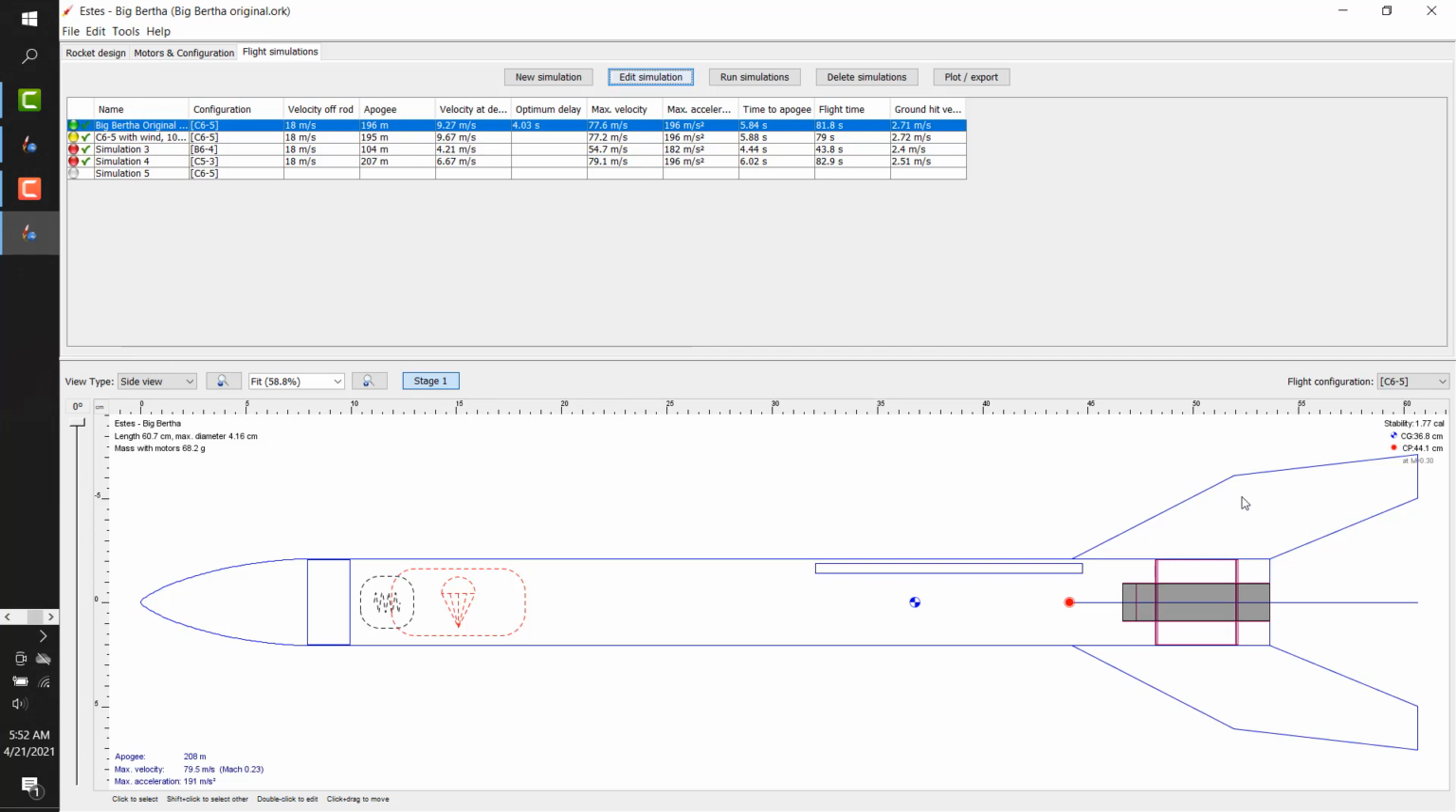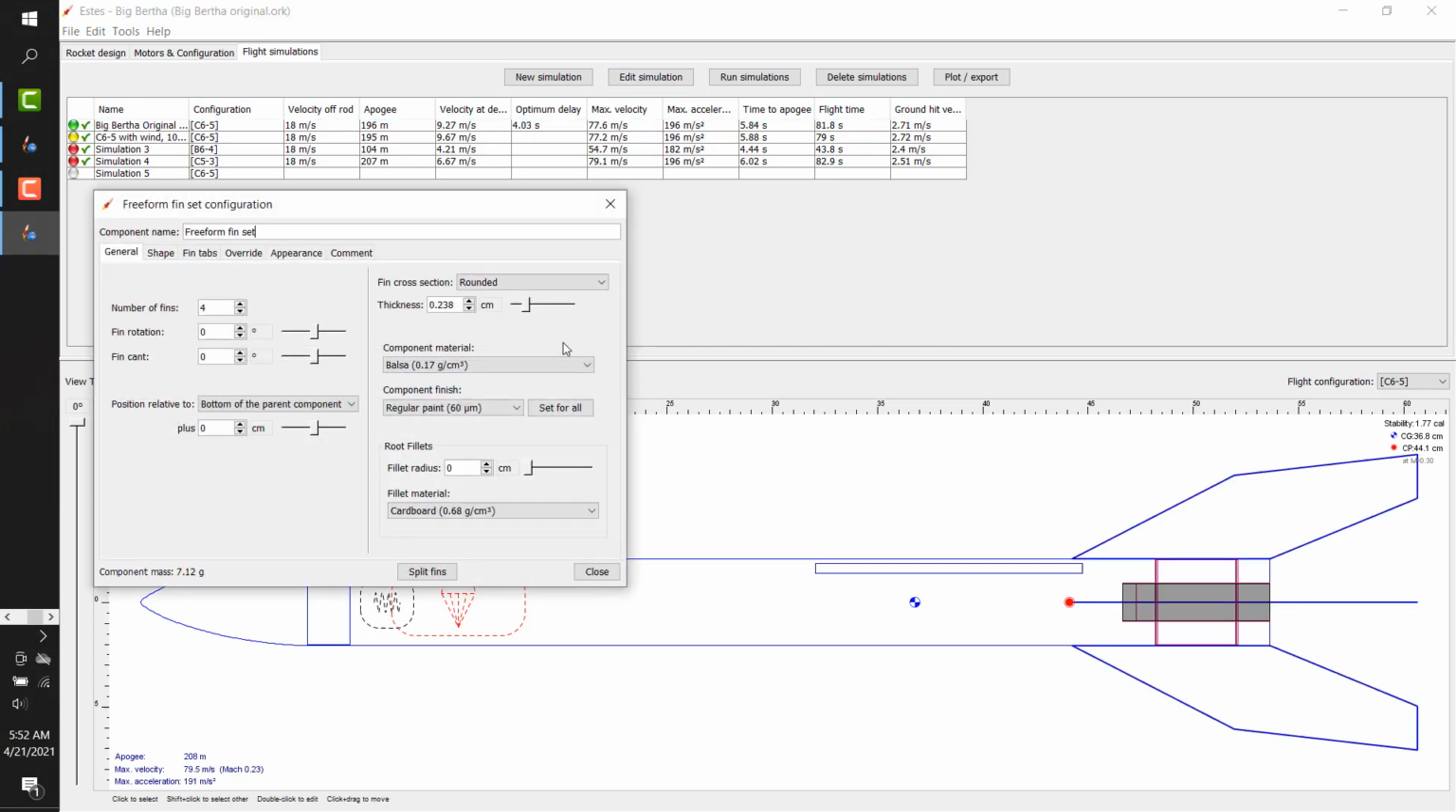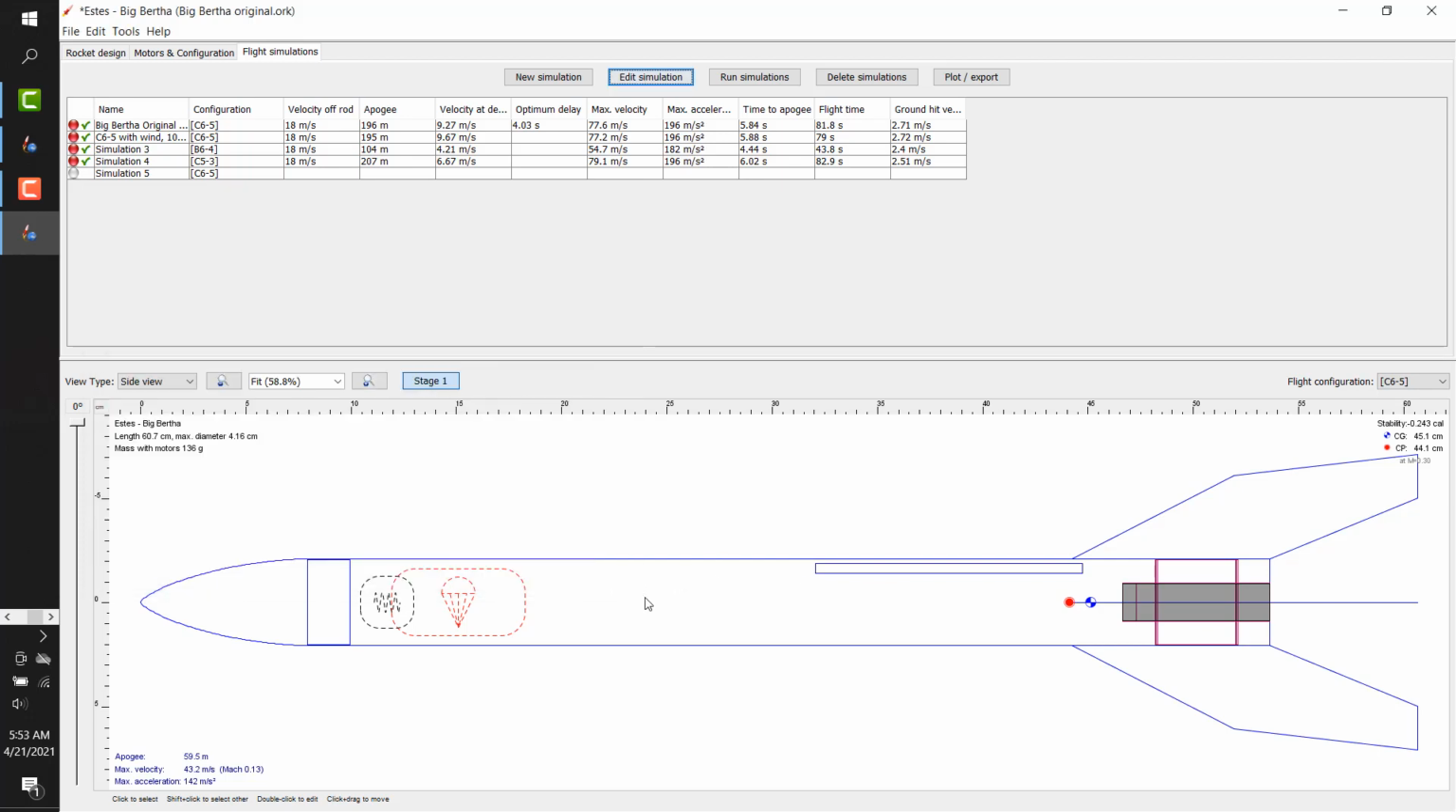The next thing you want to do is change the fins component material to carbon fiber. Now you can see the stability margin is minus 0.243. This is not a stable rocket. So what will happen when you fly this thing in the wind? Go ahead and fly it using the same assumptions as before: 10 meter per second wind, 2.5 standard deviation for turbulence.